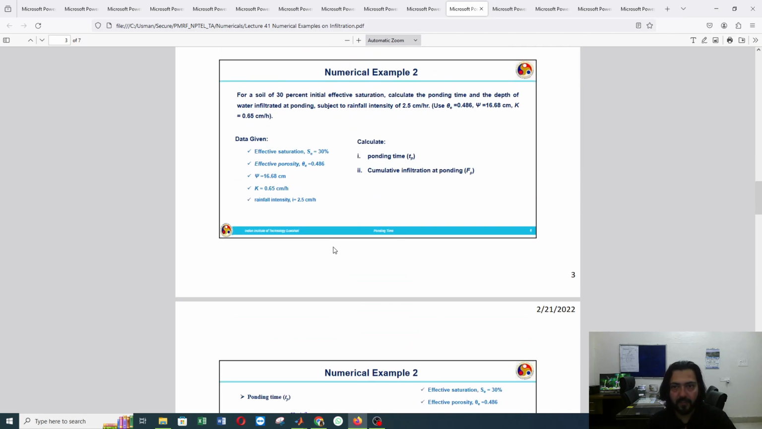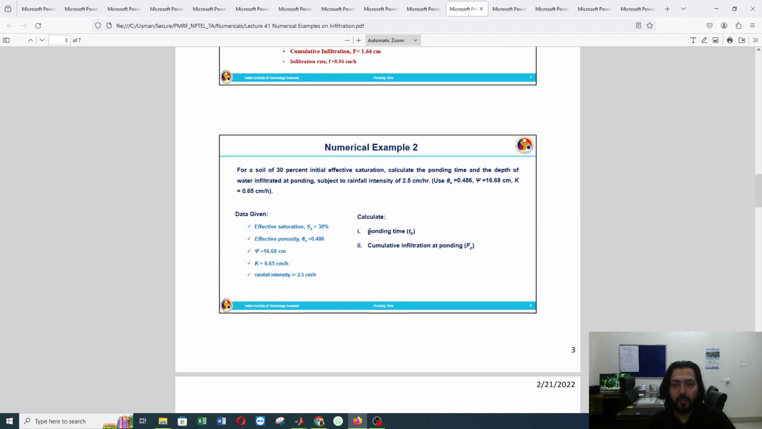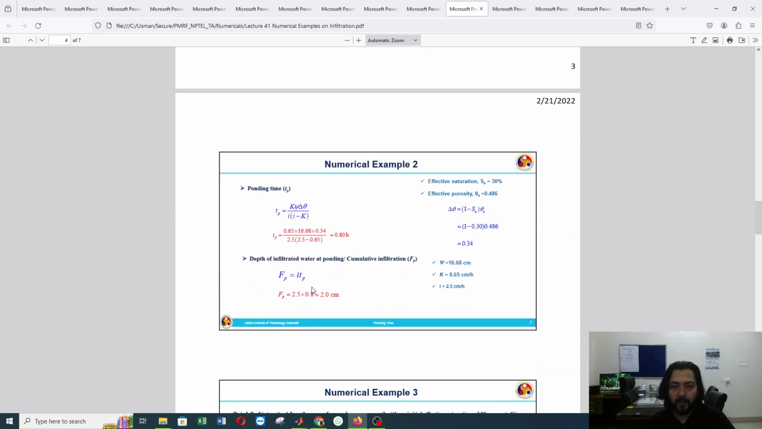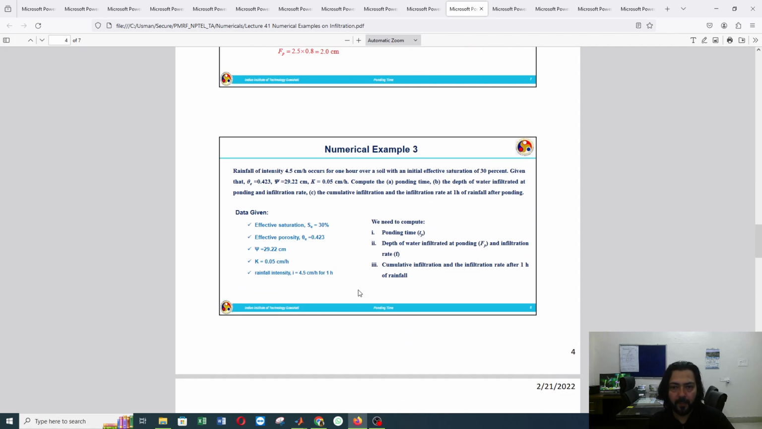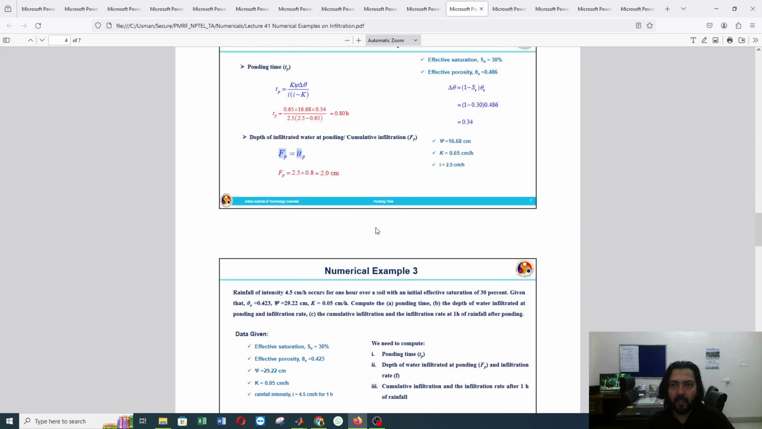In infiltration we have studied ponding time, and we have seen numericals based on the ponding time concept. So how to calculate ponding time TP, and based on that how we can calculate cumulative infiltration, right? So there is a relationship between TP and FP. That relationship is here: you just have to multiply it with the intensity of rainfall, and then you can get FP. So that kind of numerical we have seen.